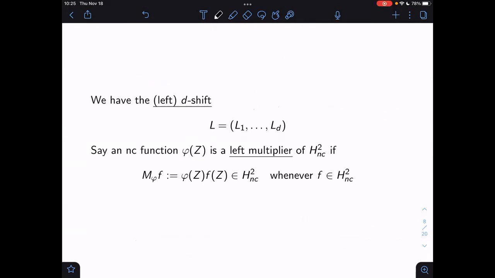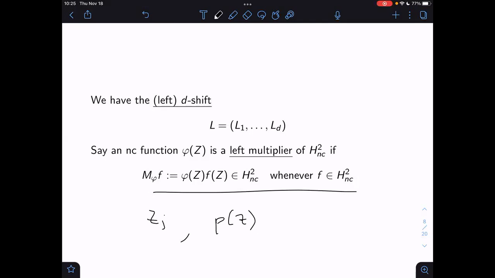And then I'll call an NC function phi a left multiplier if we have this condition that looks exactly like the definition of a multiplier in the usual case. If I just multiply f by phi on the left, it stays in the space. Analogously, of course, there's a definition of a right multiplier. So the natural question is, what are the left multipliers? Which NC functions give us left multipliers? Of course, from what I just said, each of the Z_j is a left multiplier. And therefore, polynomials in the Z's are left multipliers because they give a polynomial and a bounded operator. And then by the definition, what you get are sort of weak limits of polynomials.